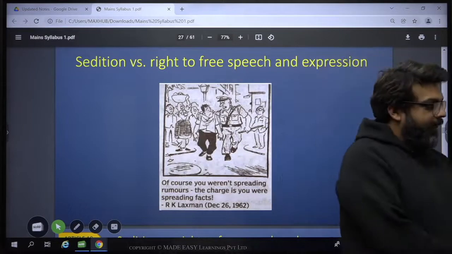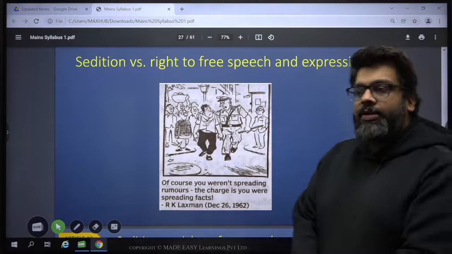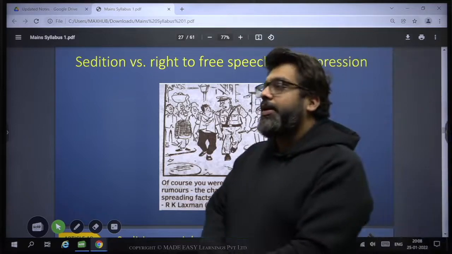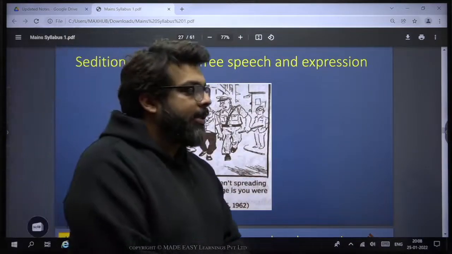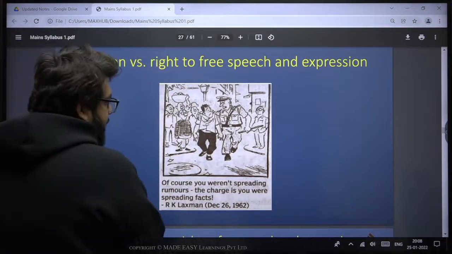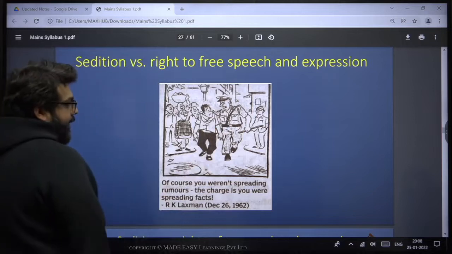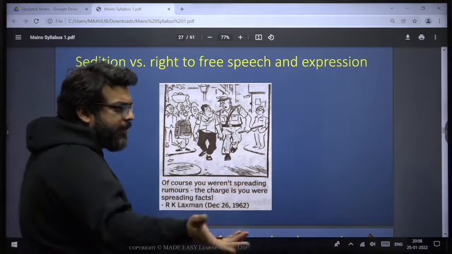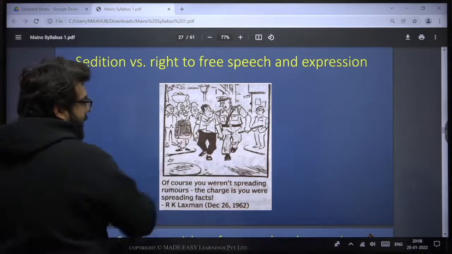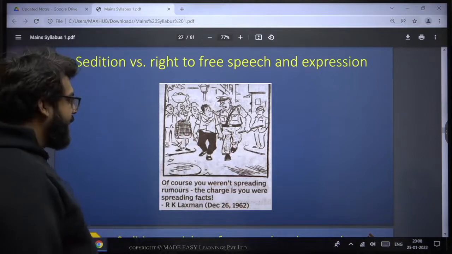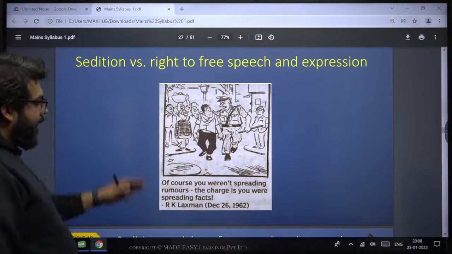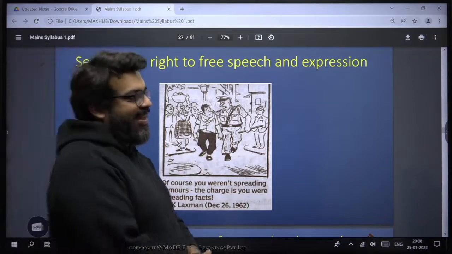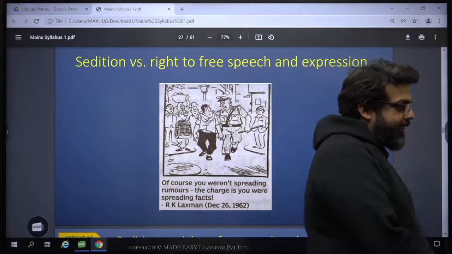R.K. Laxman was a legend. He was an absolute superhero in terms of how accurately he was able to depict the issues of our country in just a cartoon. Here you can see a police officer taking an individual, I'm presuming to the police station or jail, and the common man looks on at what's happening. The police officer tells the common man, of course you were not spreading rumors, the charge is that you were spreading facts. So that's the irony behind sedition.